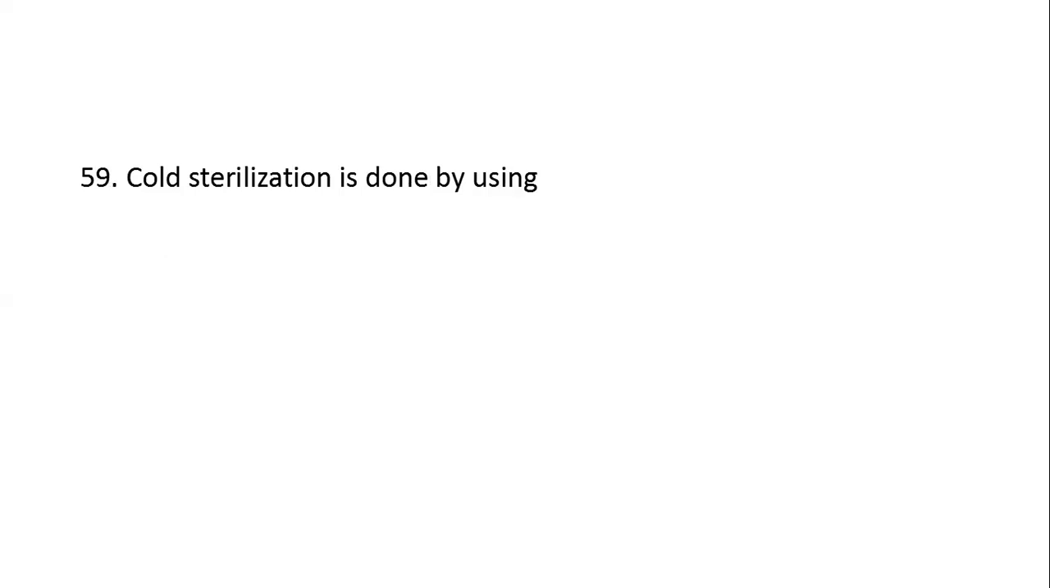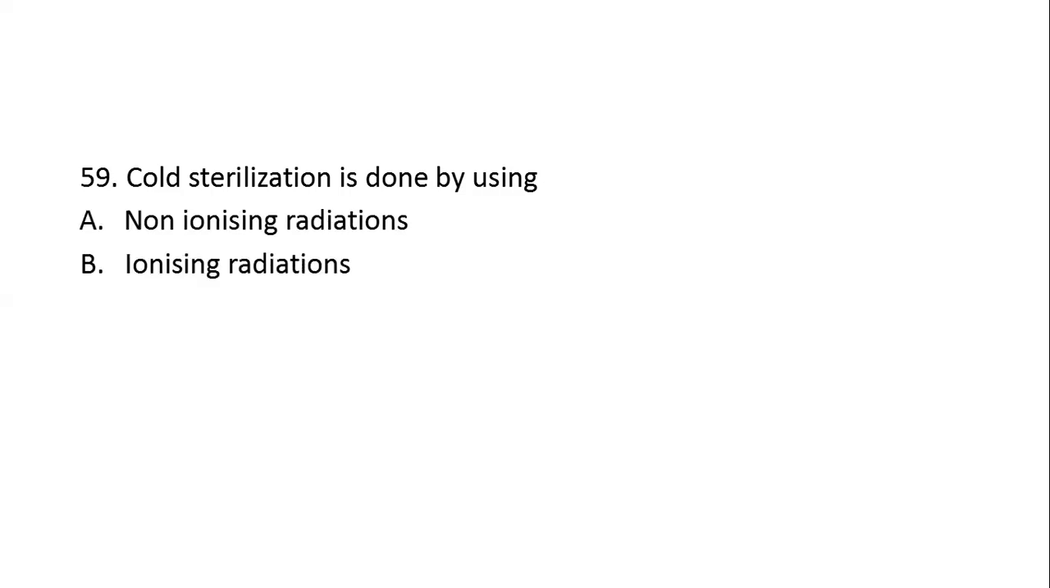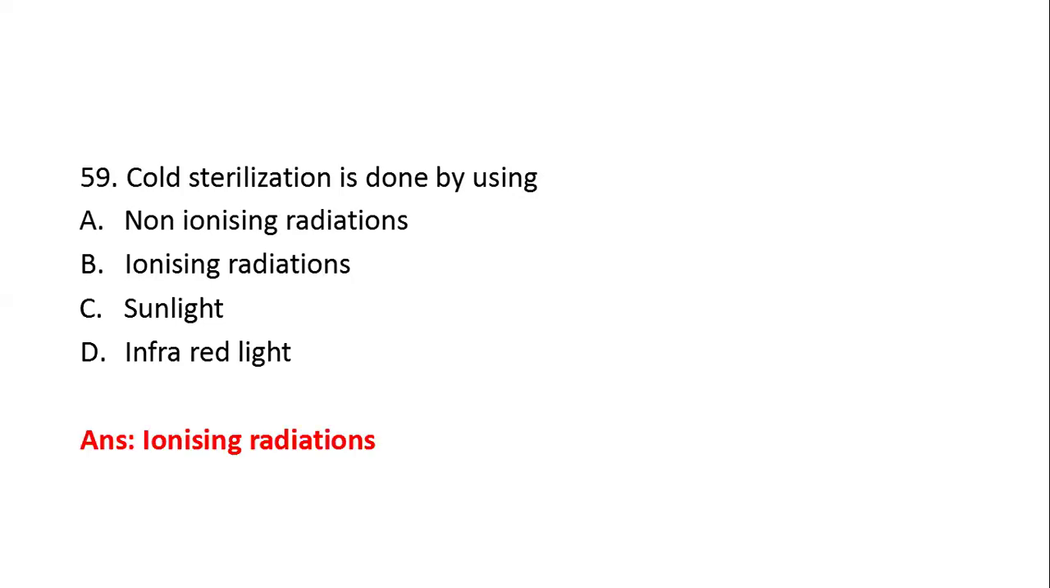Next question. Cold sterilization is done by using option A, non-ionizing radiations, option B, ionizing radiations, option C, sunlight, and option D, infrared light. Here the right answer is option B, ionizing radiations. So ionizing radiations are called cold sterilization.